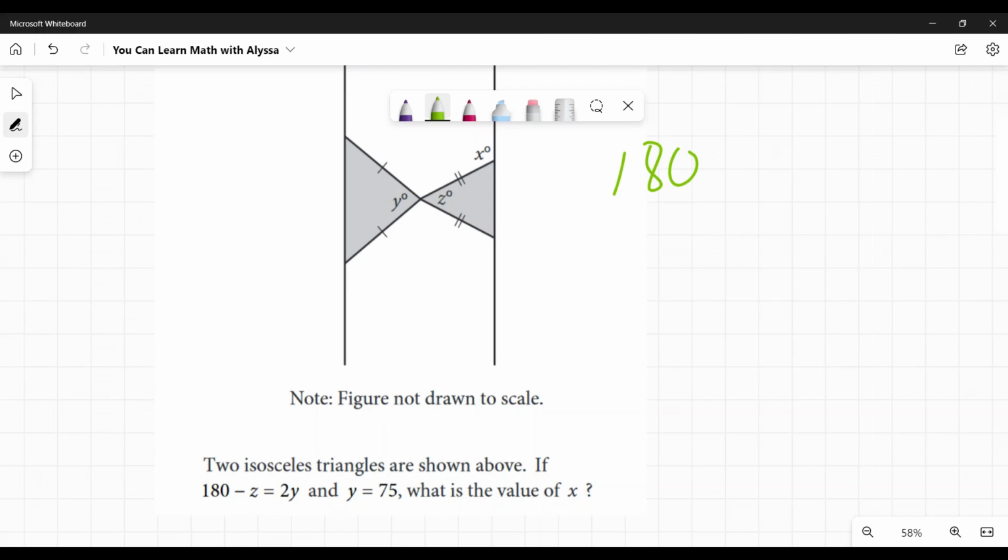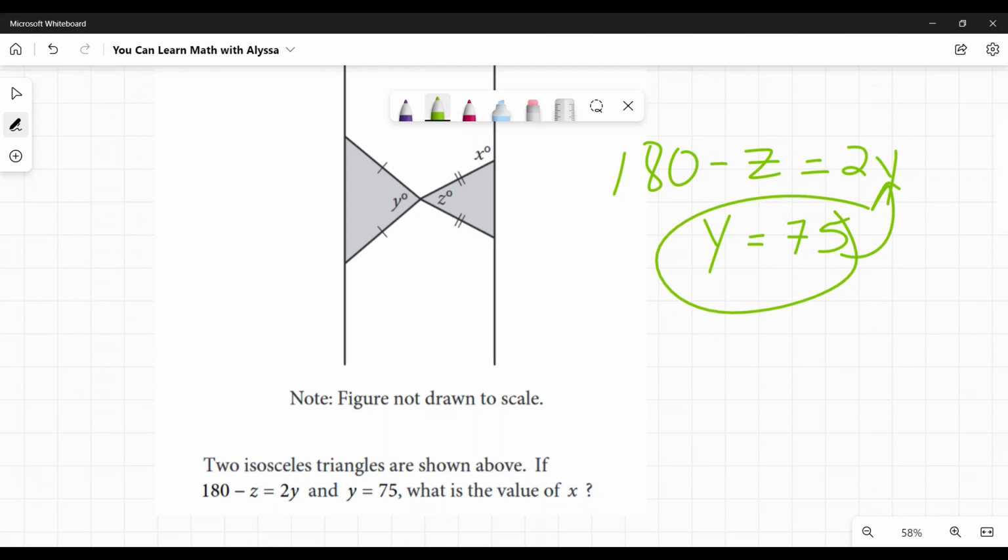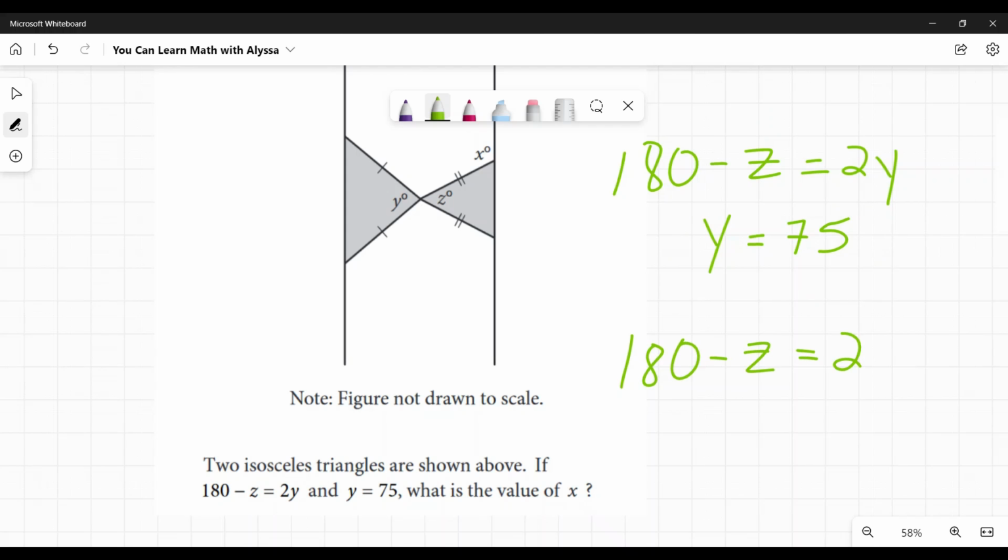All right, 180 minus z equals 2y, and y equals 75. Well, they've told us what y equals. We can solve for z. First thing, that's what I'm going to do. So I go, oh, if y is 75, I can just plug it right in there. So let's do that. 180 minus z equals 2 times 75. 2 times 75 is 150. Then I'm going to subtract 150 from both sides. And I get 30 minus z equals 0.